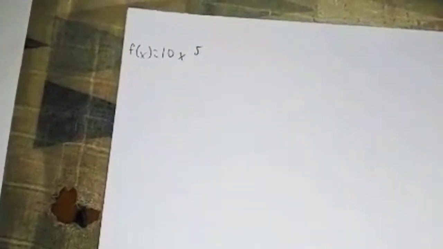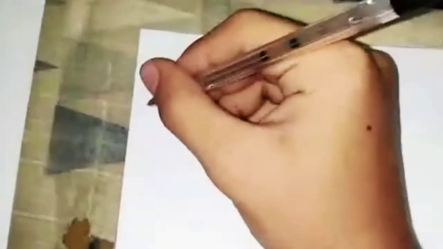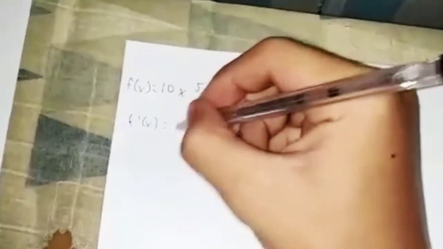Find the third derivative of 10x^5. So this equation is commonly known as theorem number 3. So first we will find the first derivative of 10x^5. Since 10 is constant, we will take it out and find the derivative of x^5.